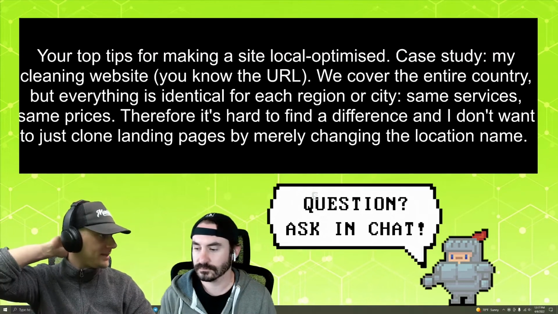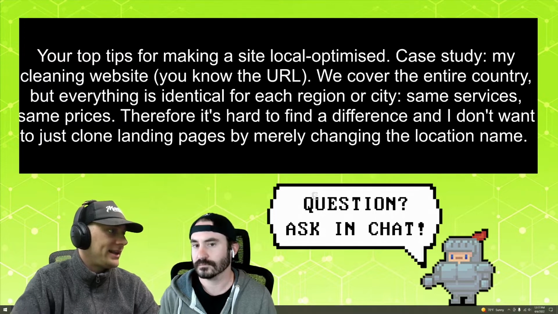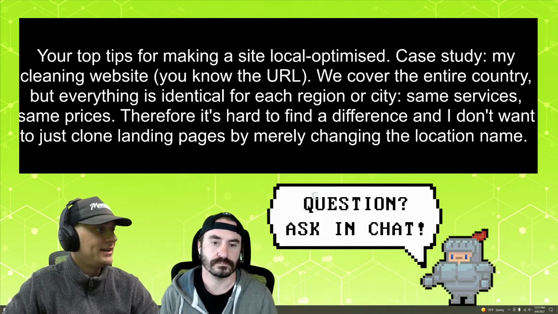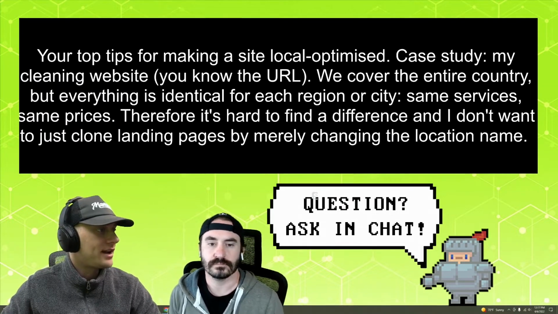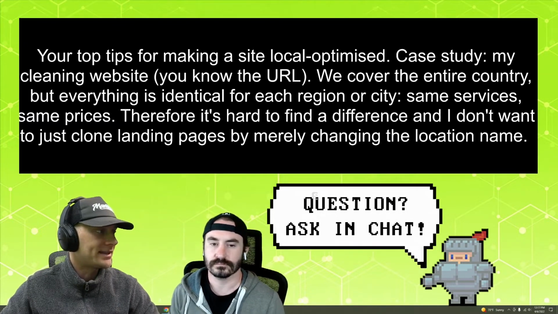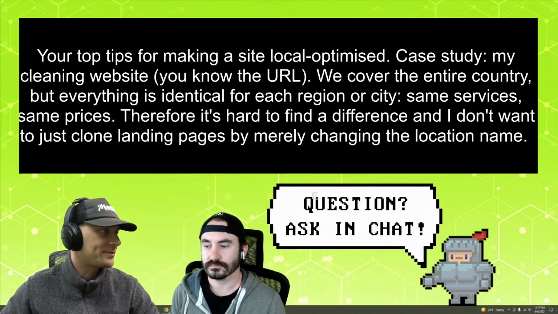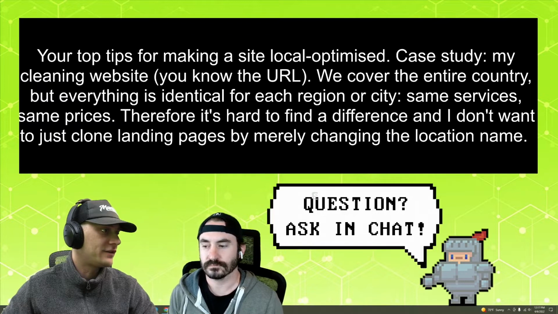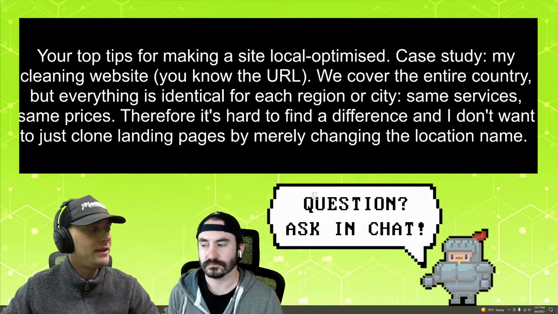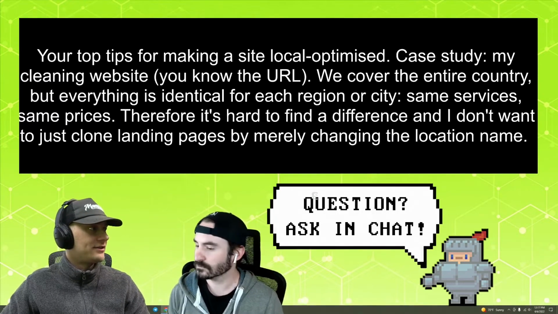All right. Your top tips for making a site local optimized. Case study, my cleaning website. So this is actually a site in MLB, and I know whose it is. We cover the entire country. I'll just say it's kind of a smaller country. No, it's not a super massive country. But everything is identical for each region or city, the same services, same prices. Therefore, it's hard to find a difference, and I don't want to just clone landing pages by merely changing the location name. So first of all, Nick, you can see my screen, right?